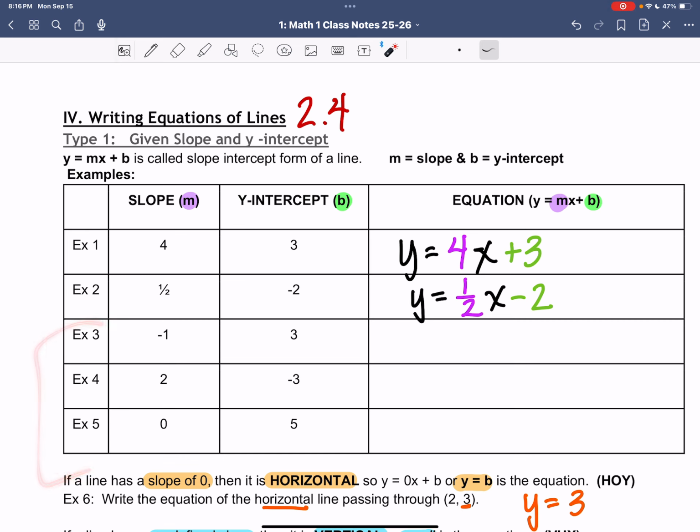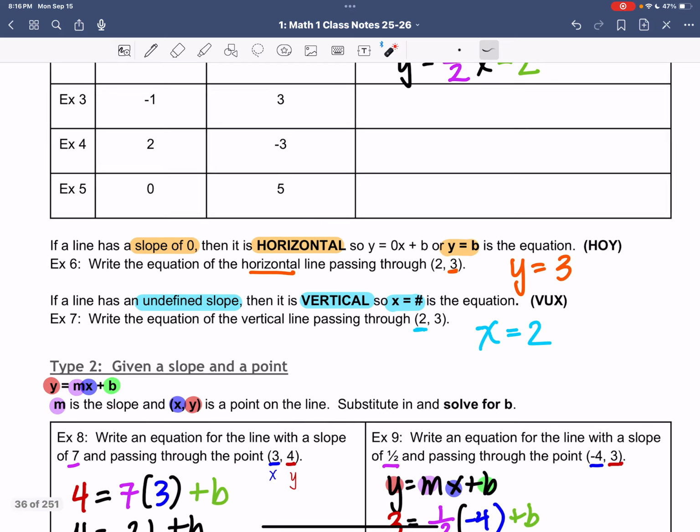I want you to try these. This one is a little tricky, but you can do that, so go ahead and finish those.